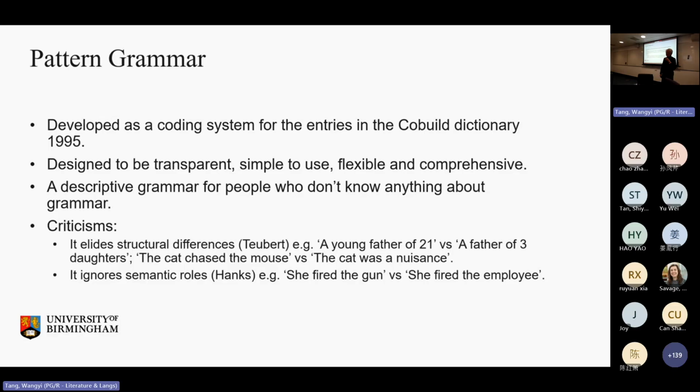And then another former colleague, Patrick Hanks, also wrote about how ridiculous pattern grammar was, because he said, quite rightly, that it ignores semantic roles. So he said that if you look at the verb fire, it's very different whether it's she fired the gun or she fired the employee. Very different meanings there. But in terms of pattern grammar, we pretend they're both the same because they're both verb followed by noun. So it is, as I say, a way of coding things that is a bit simplistic.